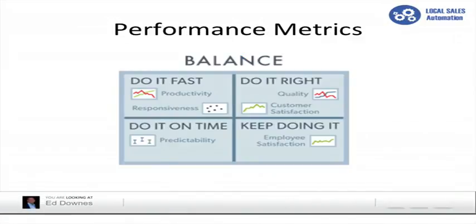Performance metrics: there are 4 quadrants here. There's the balance between doing it fast, doing it right, doing it on time, and keep on doing it. So you want to hold them accountable in each of those areas. You want it done fast, but fast has to balance with getting it done right, right? And you want them to be able to maintain that pace while maintaining quality. It's a fine line. You want to hold them accountable to a certain amount of work being completed, but the quality has to be up there, and it has to be ongoing and consistent.